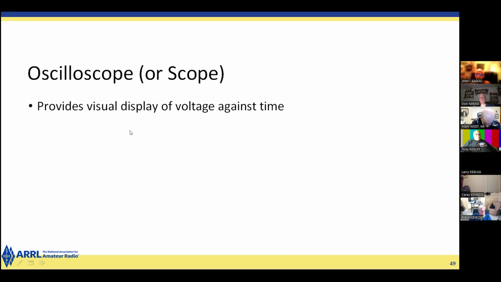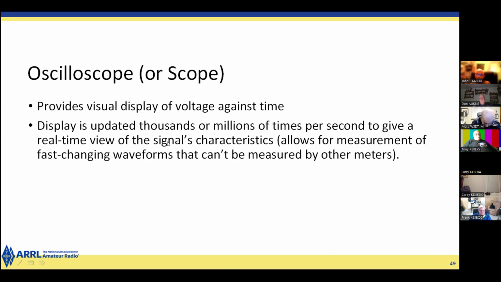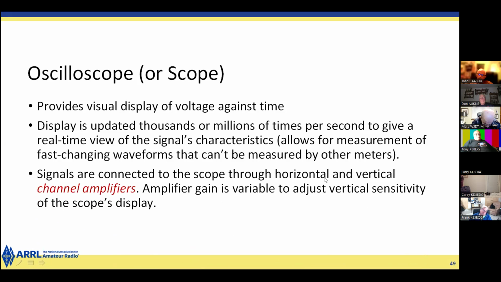Oscilloscope provides visual display of voltage against time. Display is updated thousands or millions of times per second to give a real-time view of the signal's characteristics, allows for measurement of fast-changing waveforms that can't be measured by other meters. Okay. Signals are connected to the scope through horizontal and vertical channel amplifiers. Amplifier gain is variable to adjust the vertical sensitivity of the scope's display.